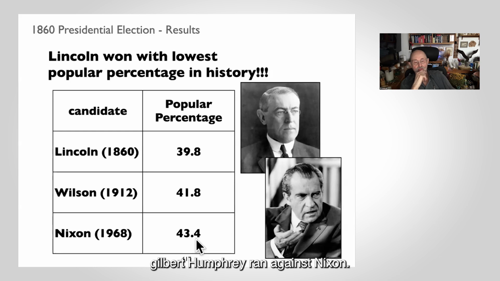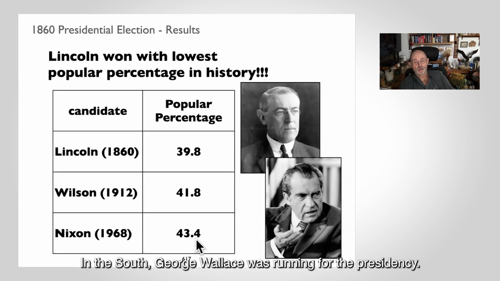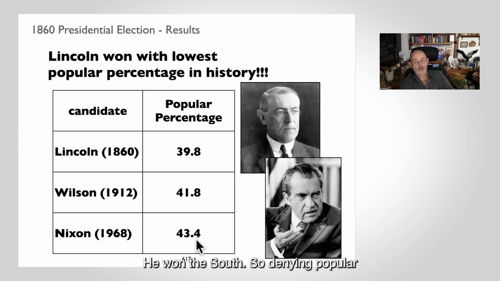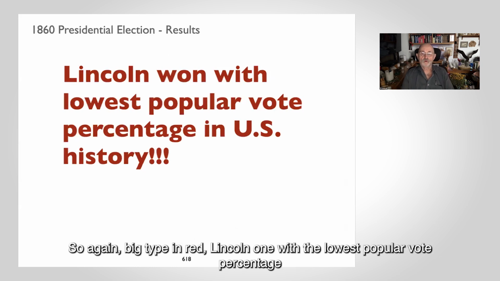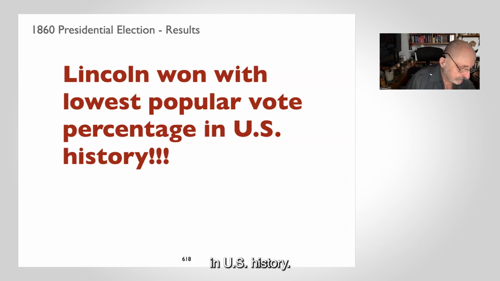Hubert Humphrey ran against Nixon in 68, but the Democrats again were split. In the South, George Wallace was running for the presidency. He won the South, so denying popular votes and electoral votes to Hubert Humphrey. So again, big type in red, Lincoln won with the lowest popular vote percentage in U.S. history.